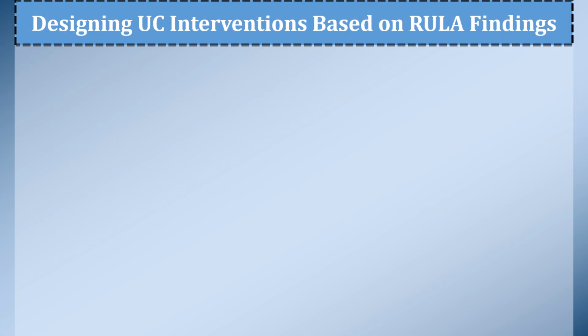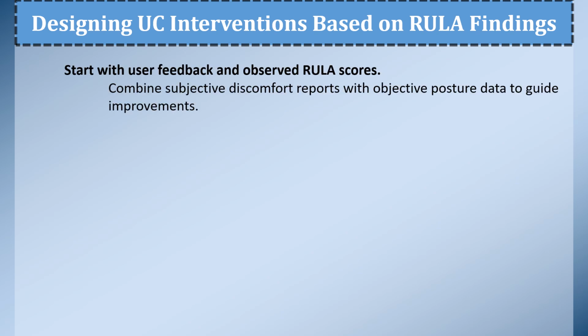Designing an intervention based on ROLA findings. Start with user feedback and ROLA scoring. Effective interventions begin by pairing where users feel pain or fatigue with what the ROLA scores show, high-risk postures. This dual approach ensures changes are not just data-driven but also personally relevant.